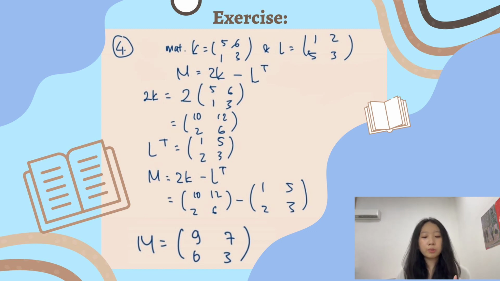For the last part, we take the 2K and the L transpose into the equation of M equals 2K minus L transpose. So it remains 10 minus 1, it was 9. 12 minus 5, it was 7. 2 minus 2, it was 0. And for the last one, 6 minus 3 is 3. So the matrix of M was 9, 7, 0, and 3.